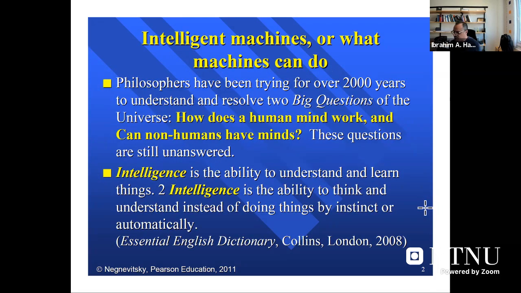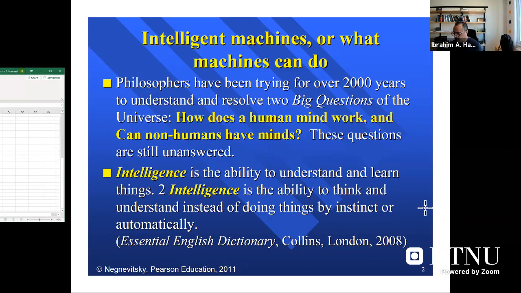So intelligent machines, what machines can do? It's just philosophy. You can read this, the definition of artificial intelligence, what machine learning can do, for example, and so on.